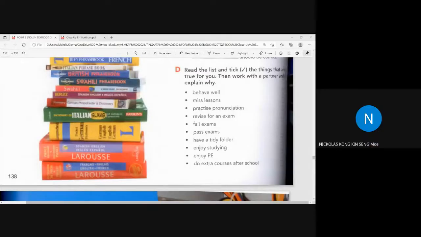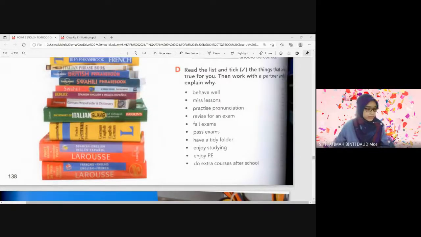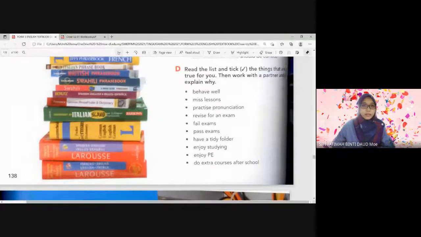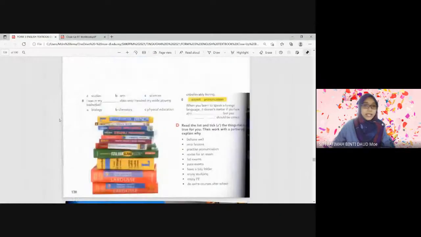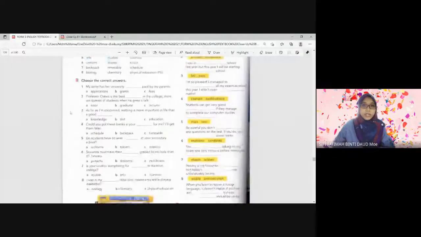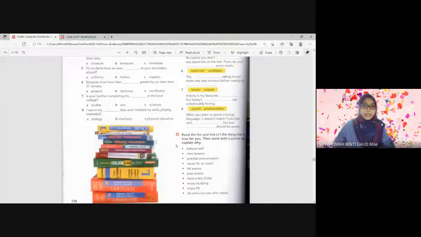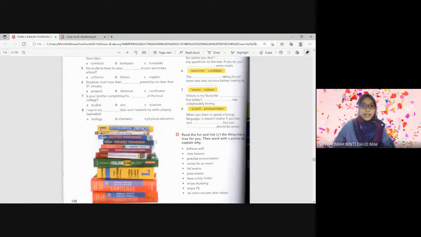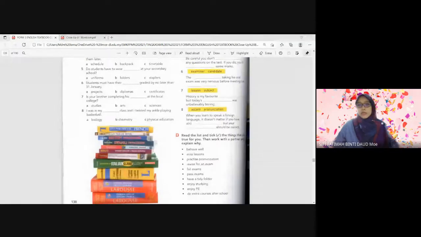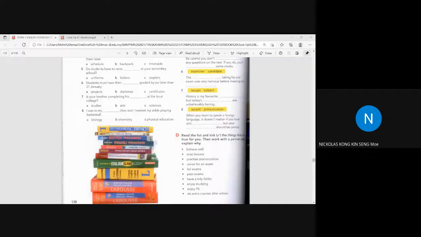Yes? Alright, so for that part, for that page 138, please copy in your book B and C. You don't have to do A, B, C, and D here, just straight away write down the answers. B, C, and D. Page 138, B, C, and D.